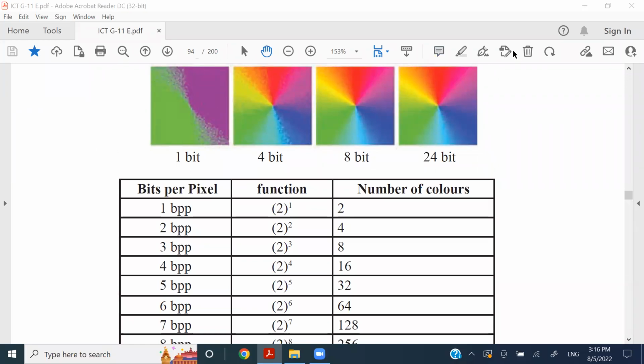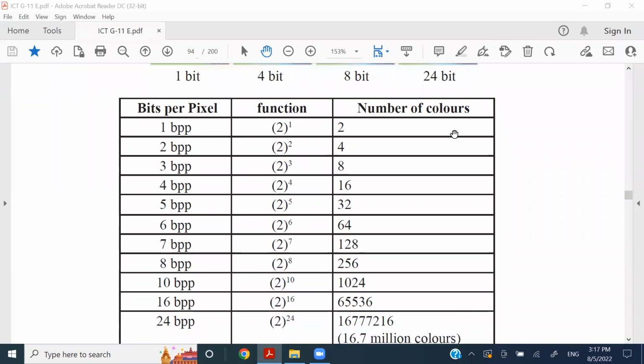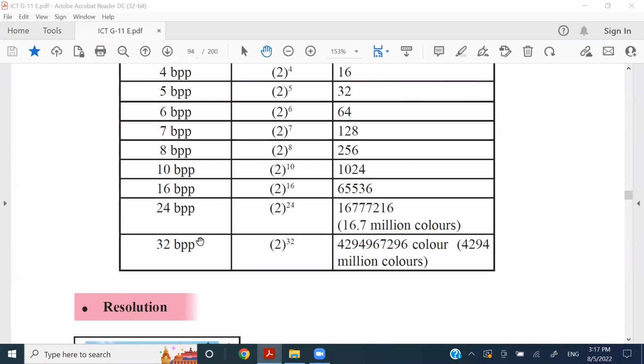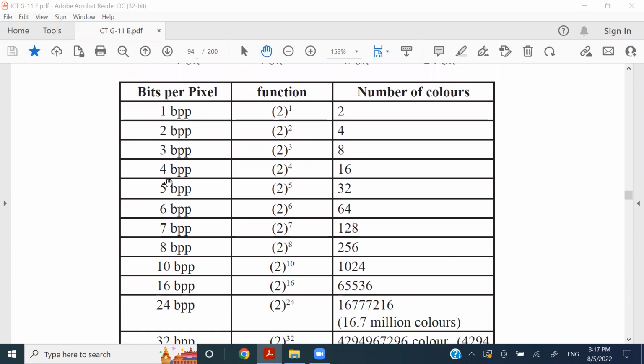Right, so these pictures indicate how the colors are being spread over a pixel, as you can see. When you have one bit, only two colors, green and purple. When you have four bits, that means 16 colors can be taken. If you count how many shadings are here, you will find 16. When it comes to 8 bits, it's 2 to the power 8, that means 256 colors. When you have 24 bits, 2 to the power 24, as this table shows, it's 16.7 million colors. When you have 32 bits per pixel, it's 2 to the power 32, that means 4,294 million, about 4.2 billion colors. So likewise, it goes when the number of bits inside a pixel changes.